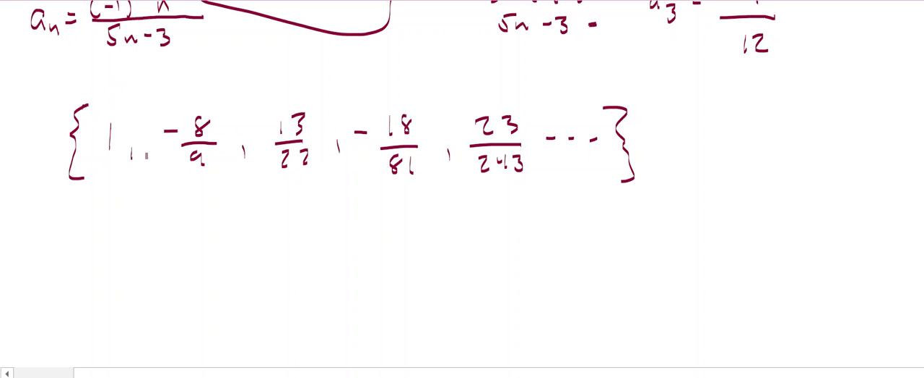So first of all, we have an alternating series, and it starts with a positive. So I'm going to start with a negative 1 to the n plus 1. So when n is 1, we have a negative 1 to the second power, which is positive. Then it'll be negative, positive, negative.